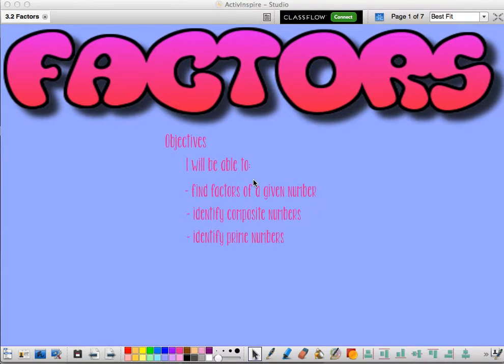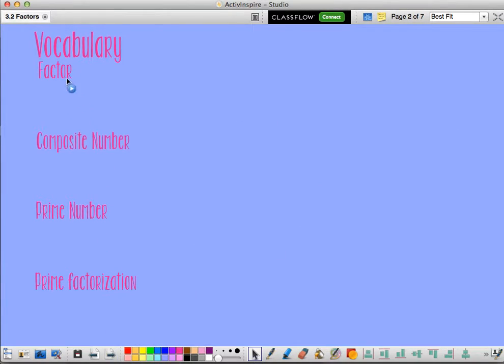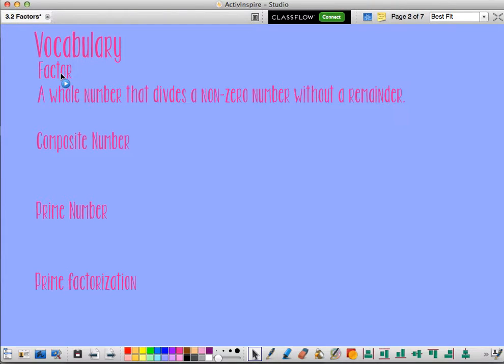Welcome to Lesson 3.2, Factors. Today we're going to talk about how to find factors of a given number, identify composite numbers, and identify prime numbers. Okay, first, we need to know what each of these things is.